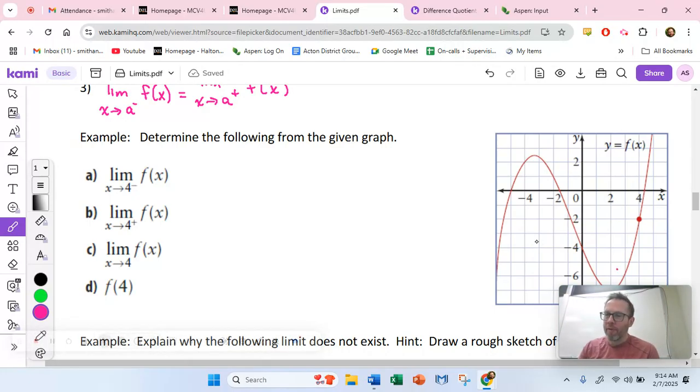Sometimes it's helpful to pretend you're really, really small, like you're in Honey, I Shrunk the Kids, and you're just surfing along the curve and you're approaching this value from the left and right.